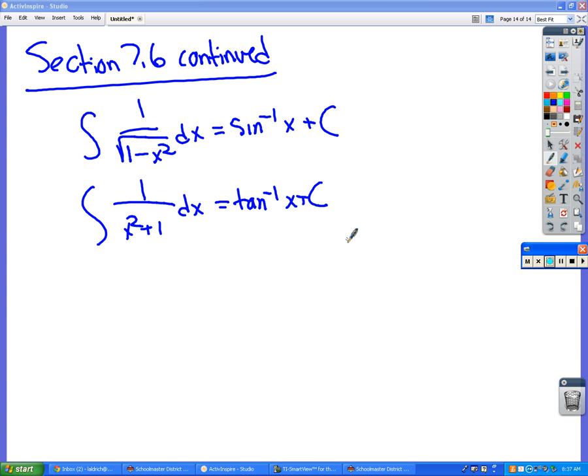All right, so if we have new formulas for derivatives, then we get new formulas for antiderivatives too, right?